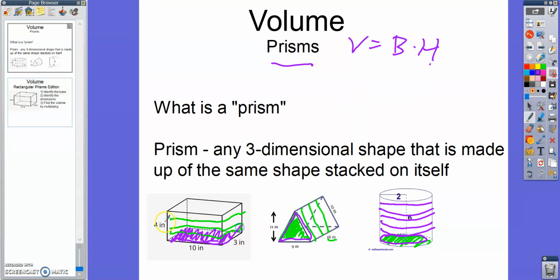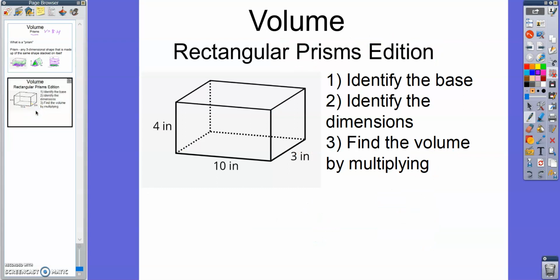This base multiplied by 4, because it's 4 rectangles high. This triangle multiplied by 16, because it's 16 triangles high. This circle would be multiplied by 6 because it's 6 circles high. That's the height. So we're going to work on how to find those today. The one we're going to talk about today is the rectangular prism, which is by far the easiest one.